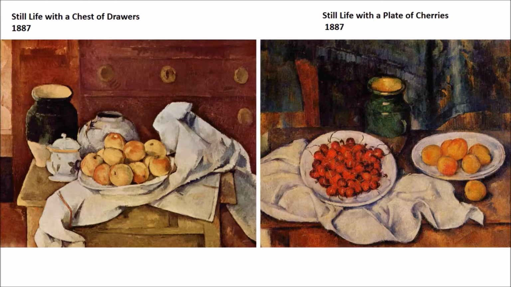So when we look again at his compositions that he's doing from 1887, this is really one of the other major points we get from Cezanne. Specifically, when we look on the right, it's very easy to see. When we look at the plate of the cherries and the plate of the other fruit, we really are looking at these from two completely different vantage points.